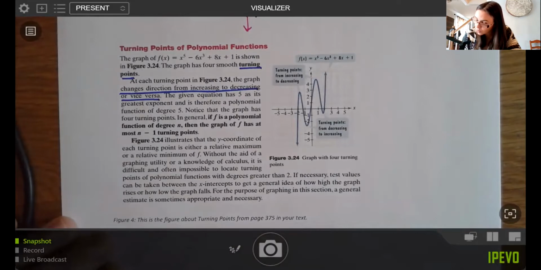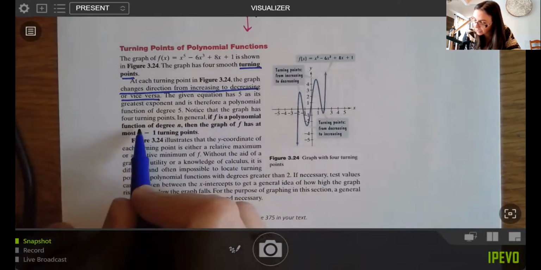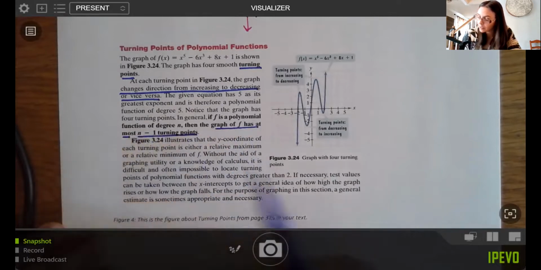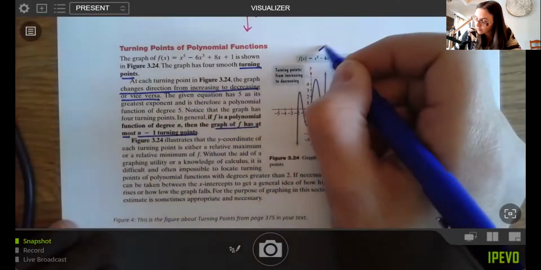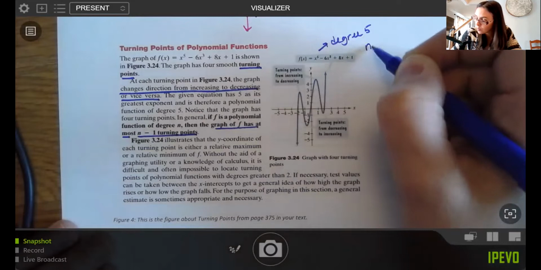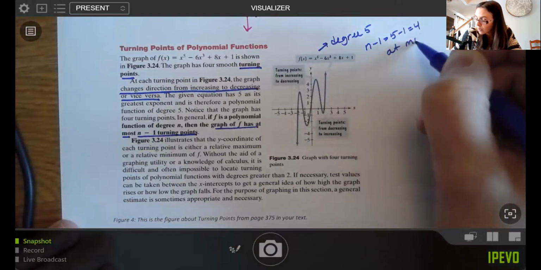What you want to notice too is that if a polynomial function has degree n, then the graph has at most n minus 1 turning points. So here our graph is degree 5. So n minus 1 would be 5 minus 1 equals 4. So you can have at most 4 turning points.